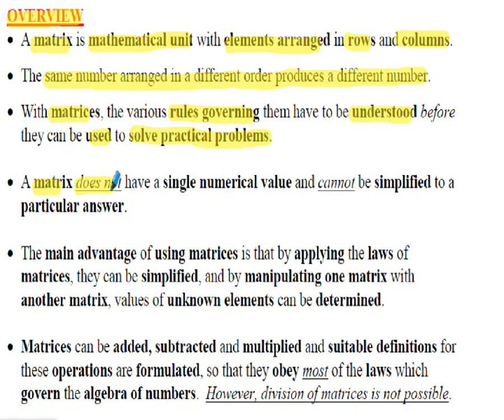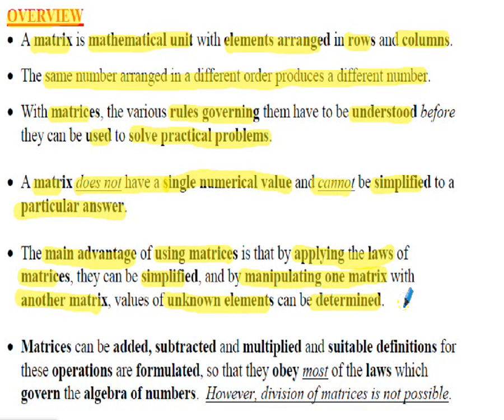A matrix does not have a single numerical value and cannot be simplified to a particular answer. The main advantage of using matrices is that by applying the laws of matrices, they can be simplified by manipulating one matrix with another matrix, and then values of unknown elements can be determined. You'll see this in applications, particularly in later presentations. Matrices can be added, subtracted, and multiplied, and most of the operations we use obey the laws that govern algebra of numbers. However, division of matrices is not possible.